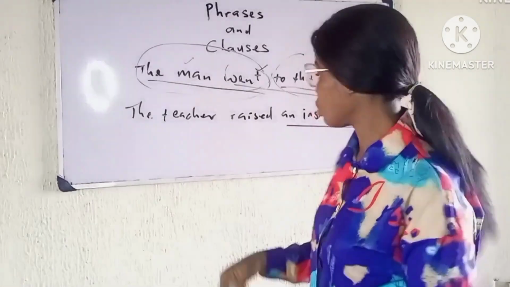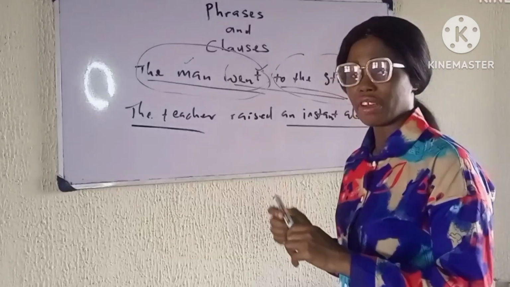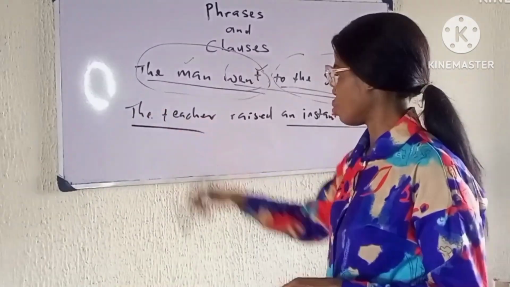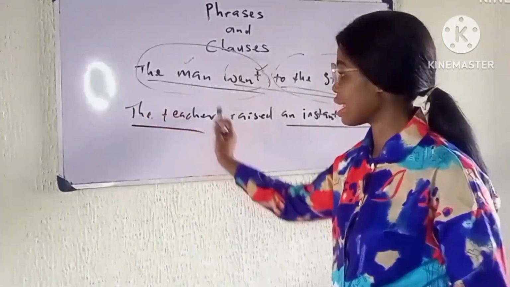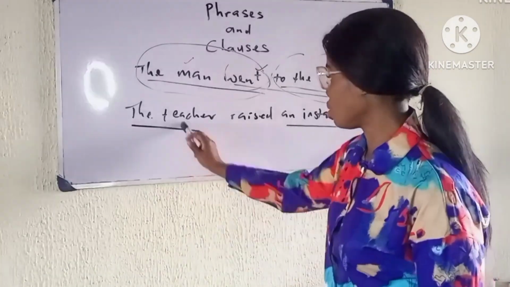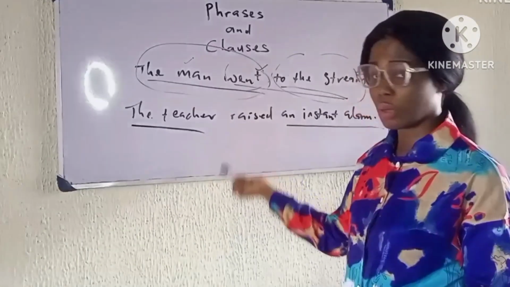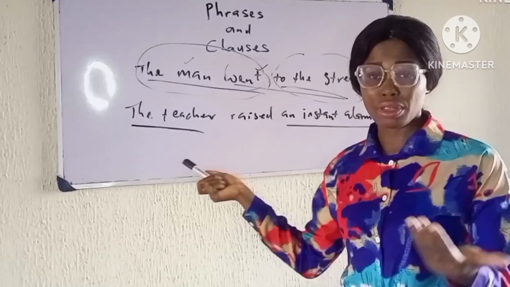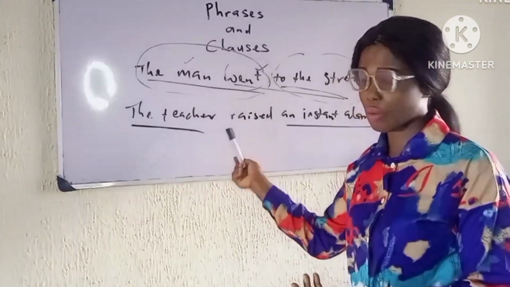Now, let's look at this example. The teacher raised an instant alarm. If I underline the teacher, the teacher is a group of related words and does not contain the verb of the sentence. So this is a noun phrase, and it functions as the subject of the verb raised. You can say the subject of the sentence, but it's better to say subject of the verb raised, so that the examiner will know that you actually know what you are saying. This is a noun phrase because it does not contain a verb.